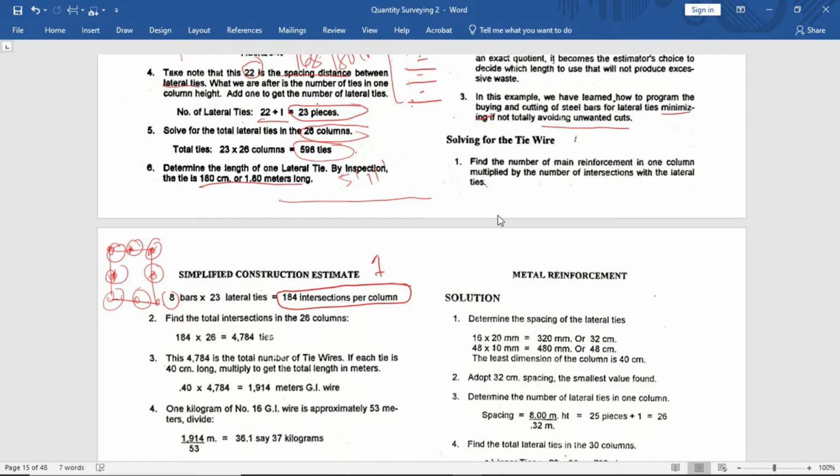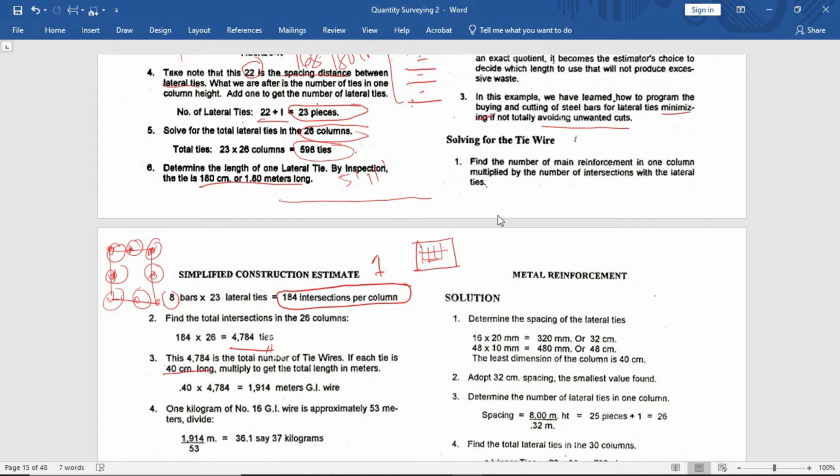So, ito times natin sa 26 kasi yan yung 26 columns natin sa given. So, 184 times 26 is equal to 4,784 ties. Then, kung paano natin ginawa yung sa footing, diba? Sa footing kanina, yung intersection, times natin kung anong gagamitin natin, length of tying wire. So, dito, ang gamitin natin length of tying wire is 40 centimeters long.